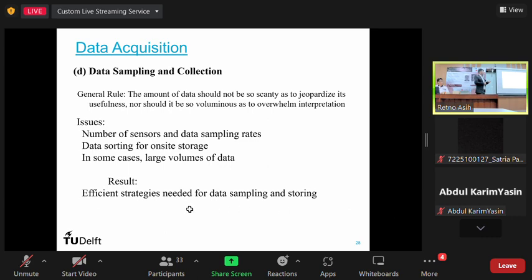Data sampling and collection. How much data should you collect? Should you just get all the data? No, of course. You have to understand how much data you require in order to make optimal decisions. So that's why you need to understand it. And the issues are how many sensors should you have? What should be the sampling rate? What should be the data sorting for the storage? What is the volume of this data that you need? And also all these, you need to have efficient strategies for data sampling and storage.